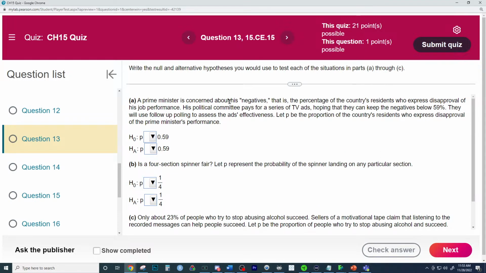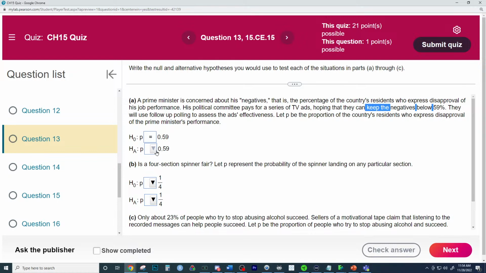So the first one says, a prime minister is concerned about his negatives. That is the percent of the country's residents who express disapproval of the job performance. His political campaign pays for a series of TV ads, hoping they can keep it below 59%. So the null should have what sign right here? What sign should the null hypothesis have? The true proportion of negatives is equal to 59%. And then they want to see that they can keep the negatives below 59%. So they're trying to show evidence that his true proportion of negatives when they do the campaign will be what to 59%.